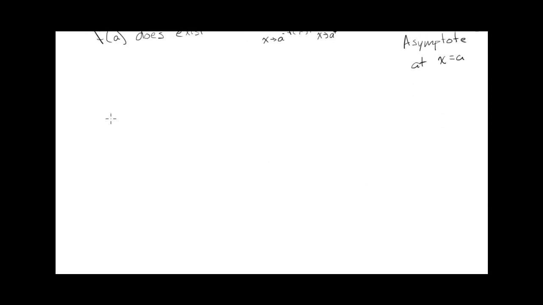So let's write a definition of what continuity means. A function f of x is continuous at x equals A if... notice we're saying at a point it's continuous.